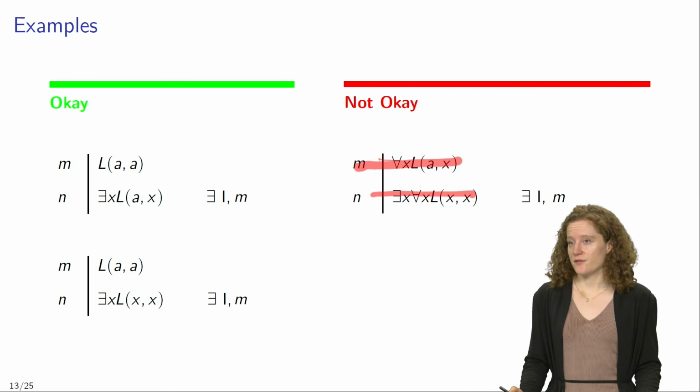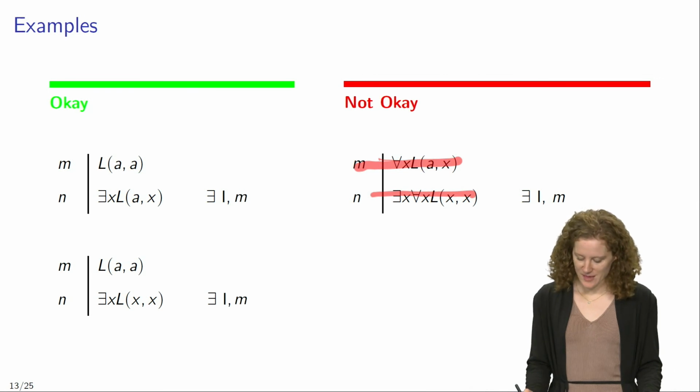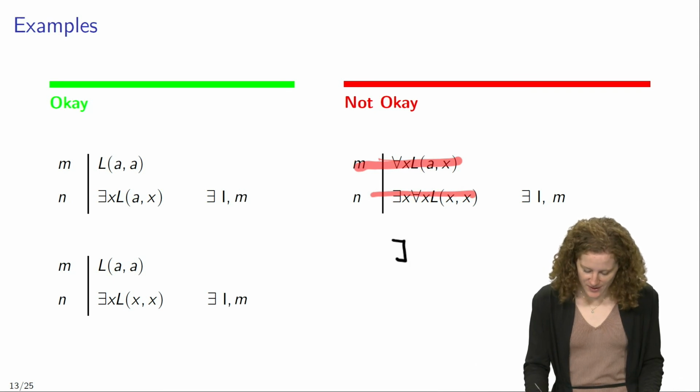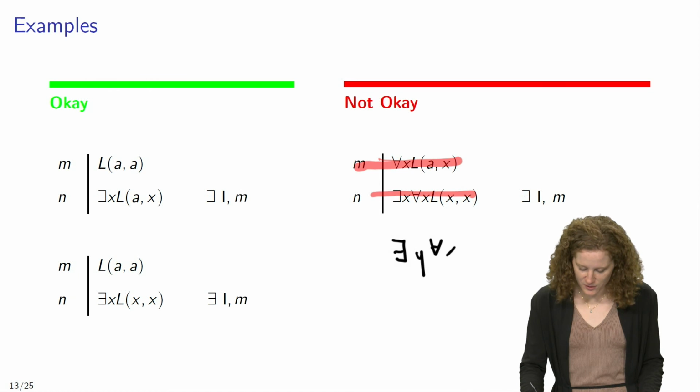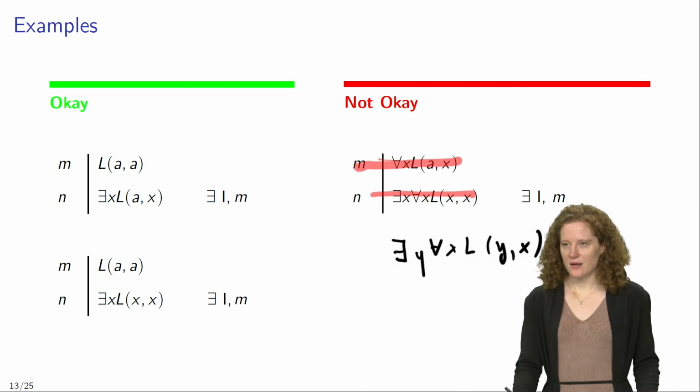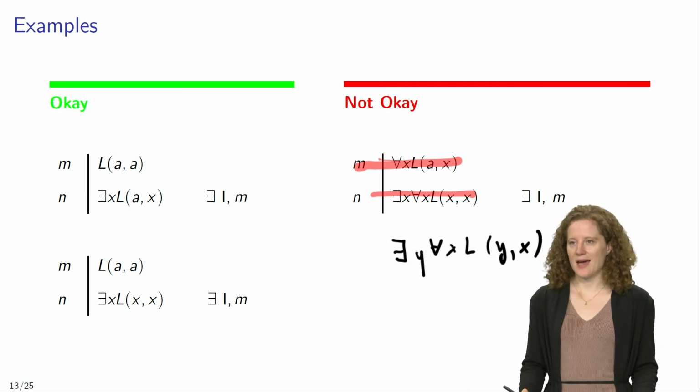Now, you could infer that there is a y such that for all x, L(y,x). That would be fine. So from line M, you can infer there's a y such that for all x, L(y,x). That would be okay. But the sentence that we have in line N is not correctly inferred.